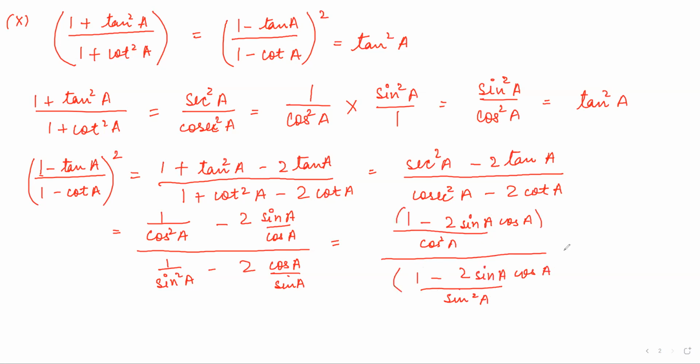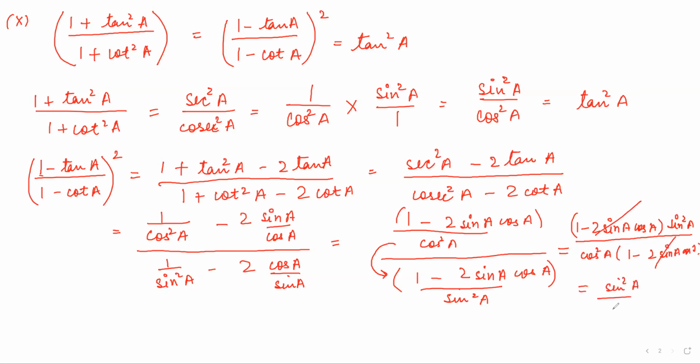Okay, so if you just simplify this fraction by fraction, it will become 1 minus 2 sine A into cos A multiplied by sine square A, correct? And then divided by, now these inner things will be multiplied together. They will come out in the denominator. So again, cos square A into this 1 minus 2 sine A cos A, right? Now this whole bracket will cancel out. So you are left with sine square A divided by cos square A, and that becomes your tan square A.